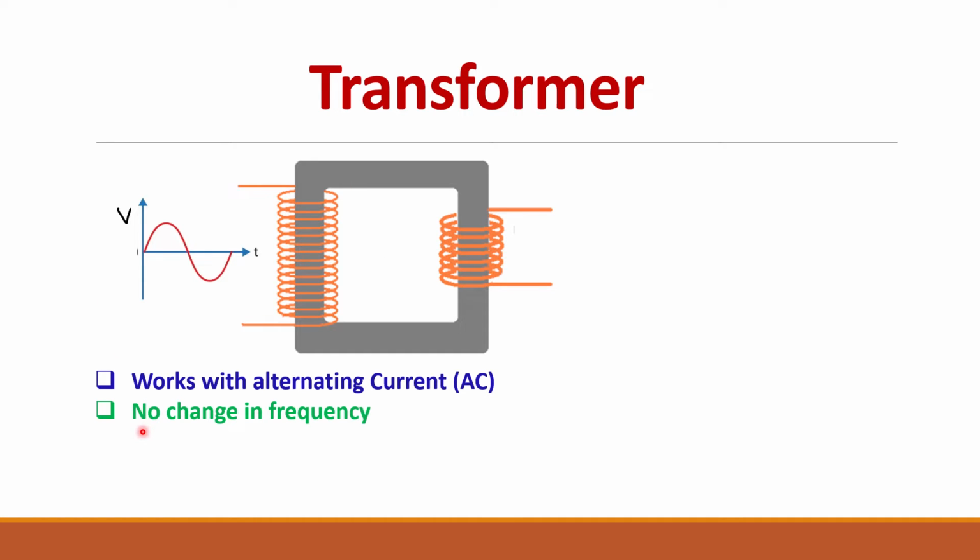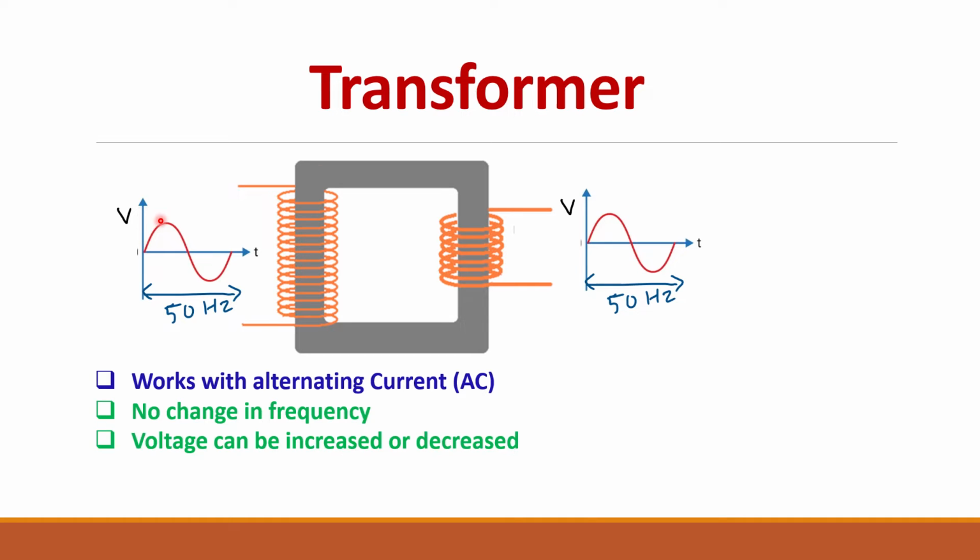You have to remember that there will be no change in frequency in a transformer. That is, if I give a 50 Hz AC supply, I will get only 50 Hz in the output. I cannot change the frequency of the AC supply here. But I can change the magnitude of the voltage. Suppose if I give 220 volts, I can get 110 volts or 100 volts, whatever it is. I can also increase the voltage. So the magnitude of the output voltage can be increased or decreased.